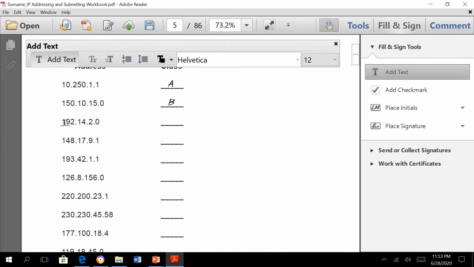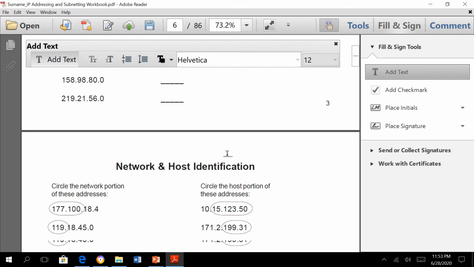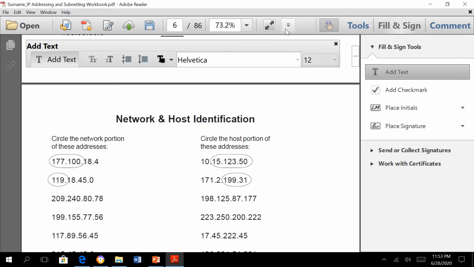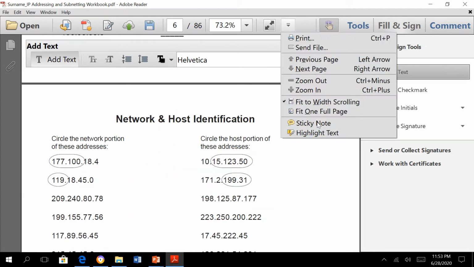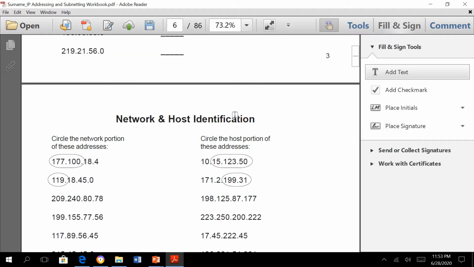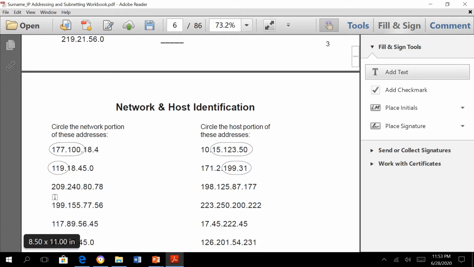So what class is this? Looking at the first number, this is 192, so it's under C. Again, you refer to the IP addressing discussion. And then here you use the highlight text. You need to find the network part and host part. So the first thing to know is the class, like 209 is class C. Isn't the first number in class C 192 to 223?